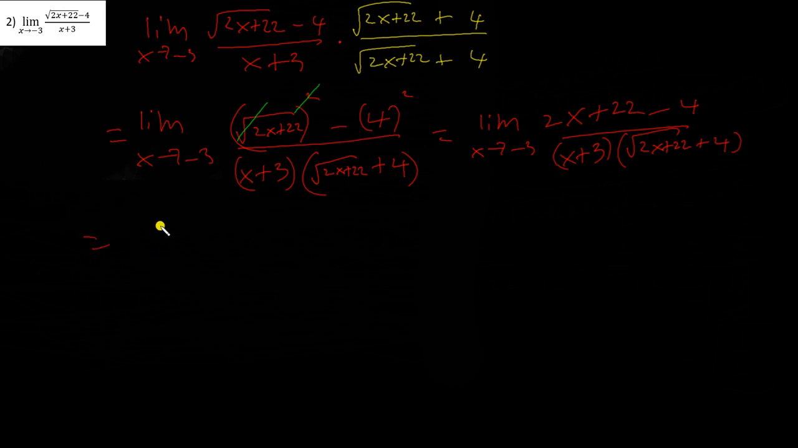Okay, and I'm going to switch to a different color because I'm getting bored. Then I can combine this, and, oh, that should not be 4 actually, that should be 16, because we squared the 4, right? Because a squared minus b squared. So the limit as x approaches negative 3 of 2x plus 6 over x plus 3 times this thing.